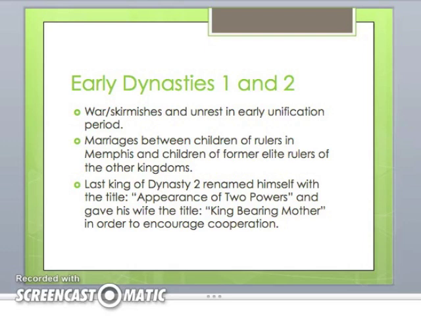And then finally, one of our best examples of just using language and text, because we actually do have hieroglyphics at this point, is the last king of Dynasty 2 called himself the appearance of two powers, so recognizing that there's still a divide between Upper and Lower Egypt, and that he's sort of the embodiment of the two of them together. And then he called his wife the king-bearing mother, so that she would be sort of recognized for her role as providing the next king of that dynasty. And he renamed everybody in order to encourage cooperation.